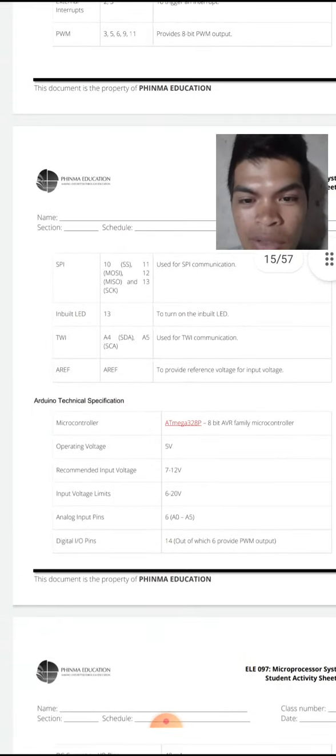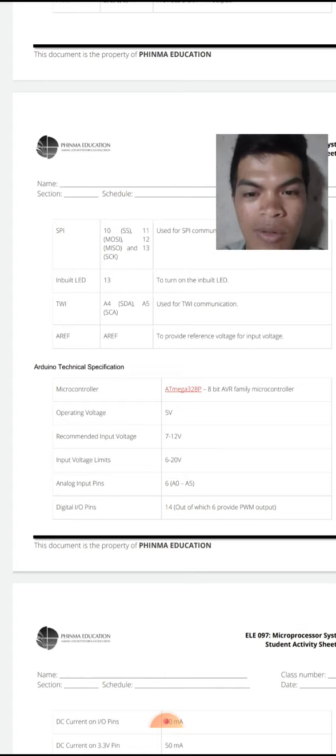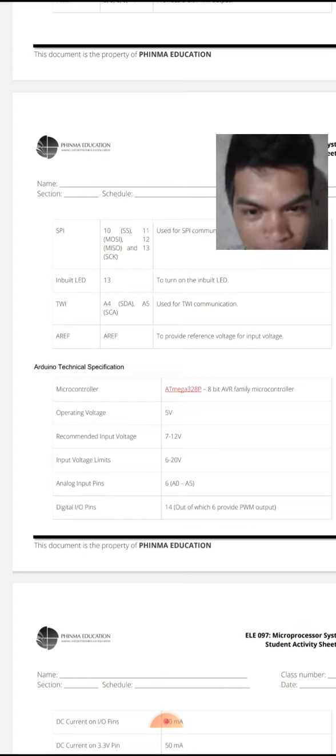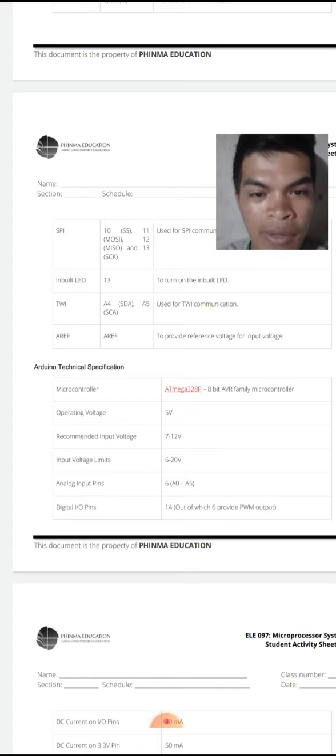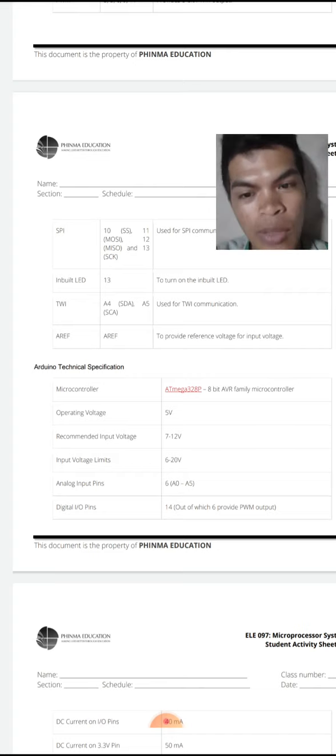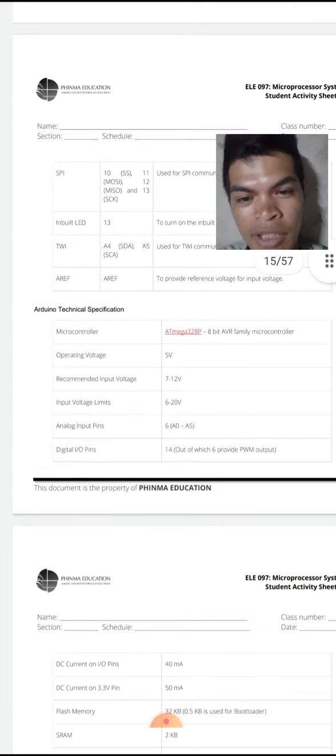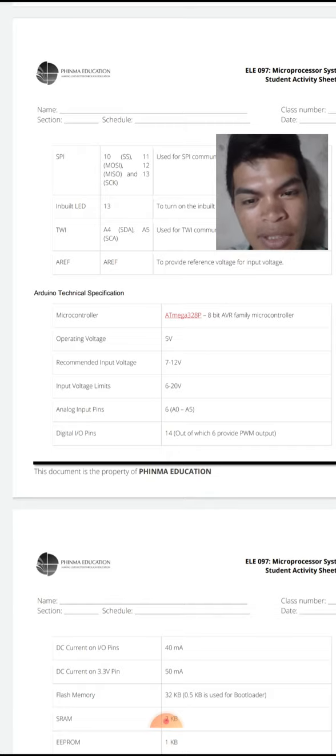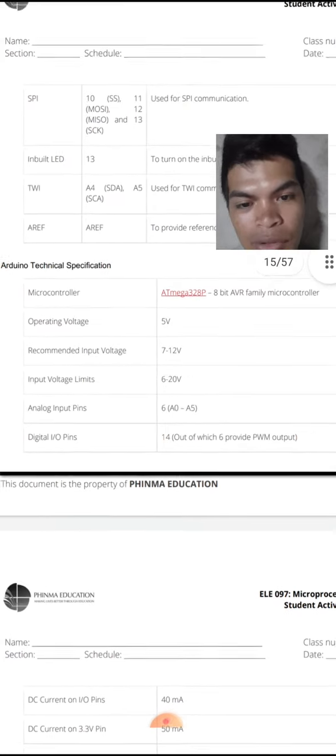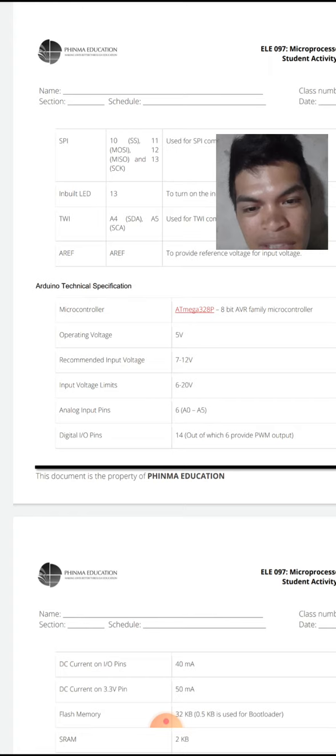And we also have the Arduino technical specification. We have microcontroller, operating voltage, recommended input voltage, limits, analog input pins, and digital or I/O pins. In microcontroller, the ATmega328P is an 8-bit AVR family microcontroller. In operating voltage, we have 5 volts. In recommended input voltage, we have 7 to 12 volts. This is part of the Arduino technical specification. Input voltage limits is 6 to 20 volts. Analog input pins is 6 or A0 to A5. Digital or I/O pins is 14, out of which 6 provide PWM output.